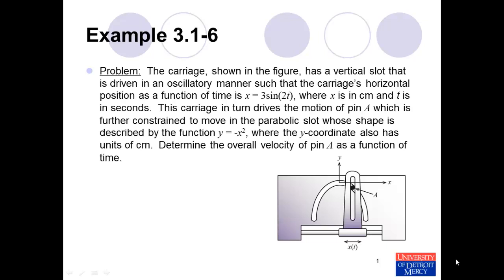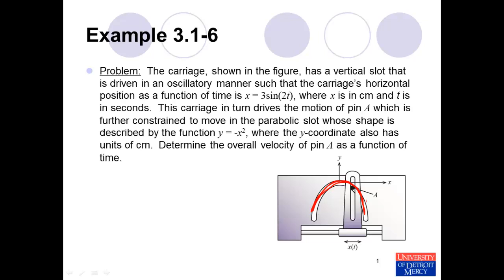So the first step whenever we solve a problem is to read the statement, maybe multiple times, and make sure we understand what's happening. Looking at the picture, we're told that this horizontal slot moves back in an oscillatory manner, according to a sine wave, back and forth. As it does that, it forces this pin to move back and forth with it. But the pin is not only constrained in this moving slot, it's also constrained in this vertical slot. So as this moves back and forth, the pin will move back and forth through the slot.